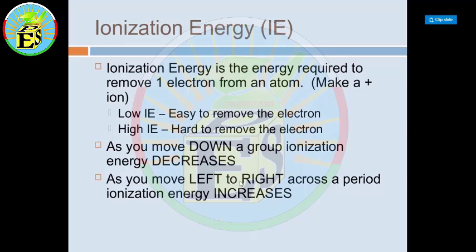What you have to do is write these trends in your notebook about atomic radius and ionization energy. You have to mention a few elements which have low ionization energy and which have high ionization energy, and the elements which have a small atomic radius and which have a bigger atomic radius, at least three elements.